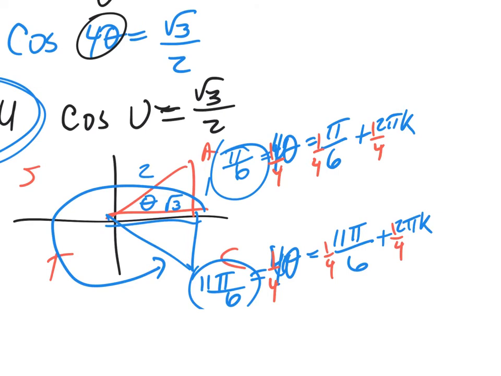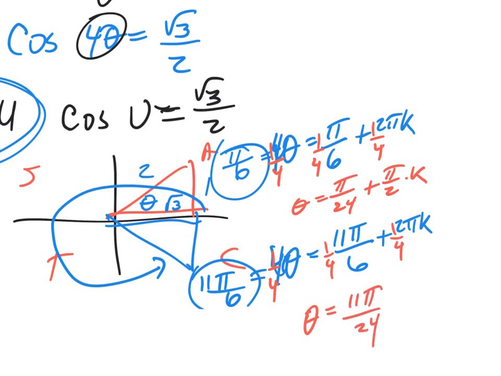So our final answer here is theta would be pi over 6 times 4 is 24, plus that is 2 pi over 4, which would be canceling to pi over 2 times k, and theta equals 11 pi over 24 plus pi over 2 times k. So I didn't have any restrictions, so that means I got to leave this with the plus 2 pi k's in them.